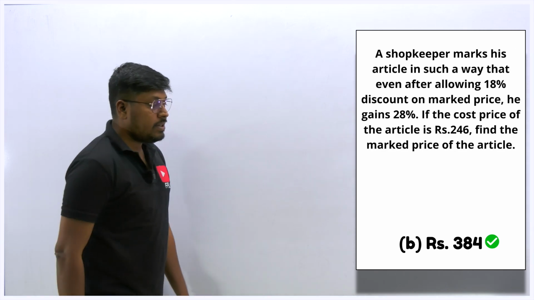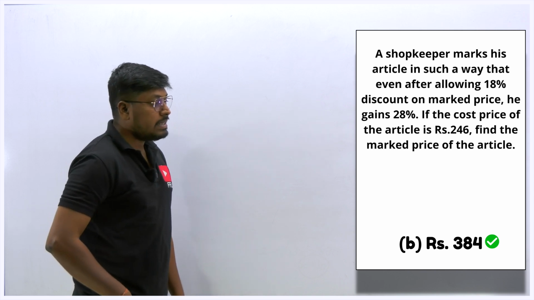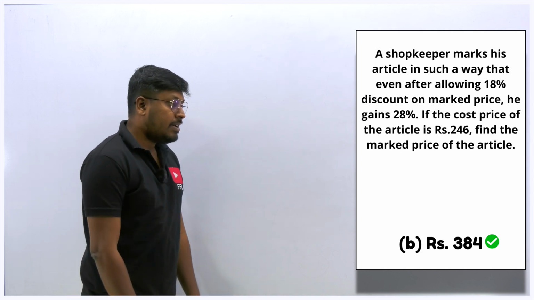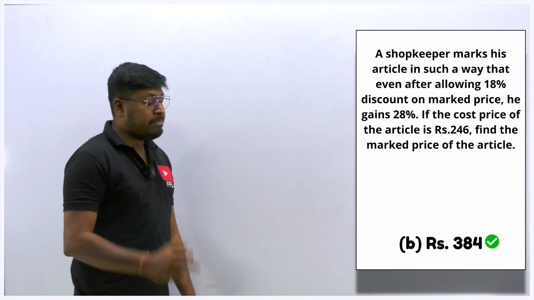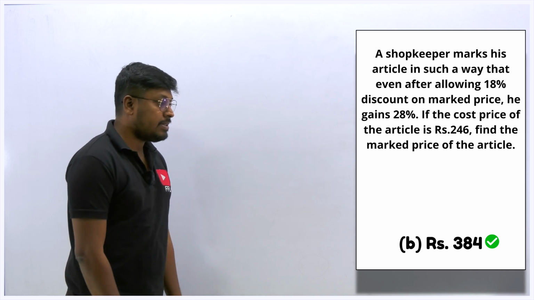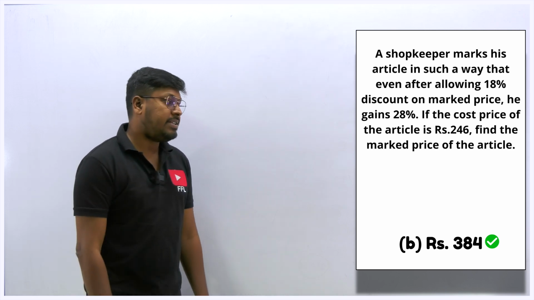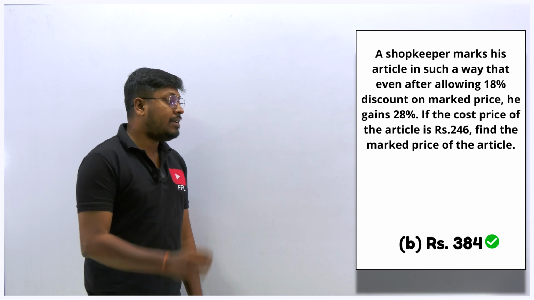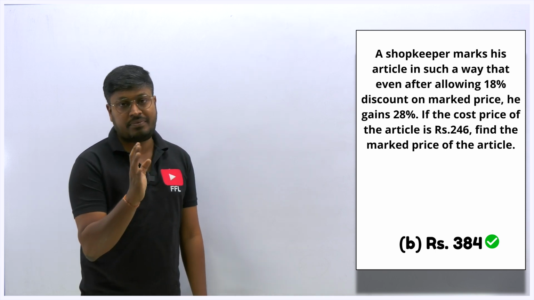So next question: a shopkeeper marks his article in such a way that even after allowing an 18% discount on the marked price, he gains 28%. If the cost price of the article is 246, find the marked price of the article.